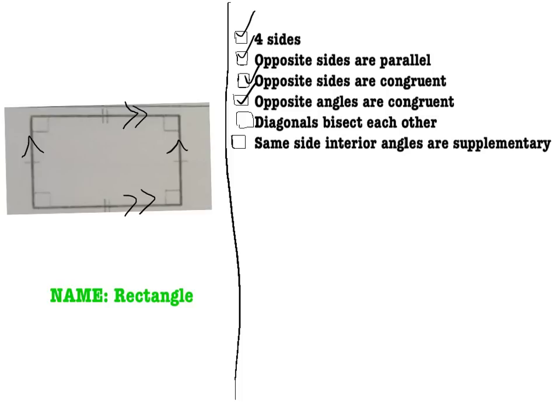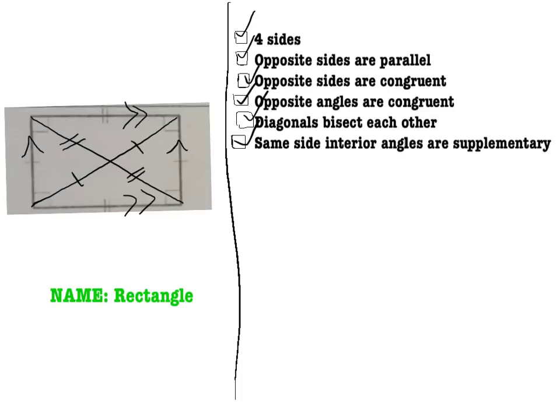Diagonals bisect each other. This you're going to have to draw, and I'm going to try to do it here. There's one diagonal. Here's my second diagonal. They bisect each other. Cut each other in half. And the same side interior angles are supplementary. That's easily noted by the fact that they're 90 degrees.